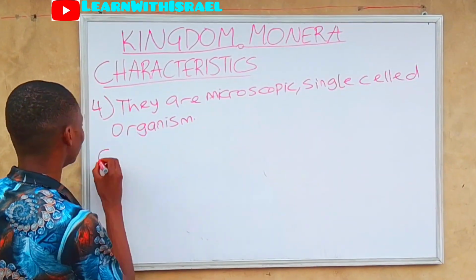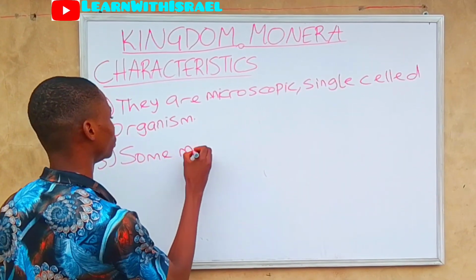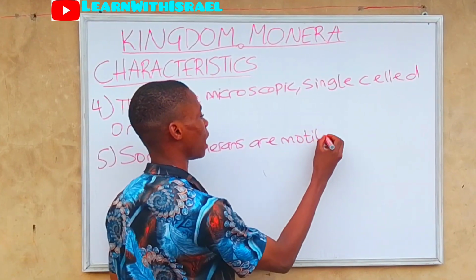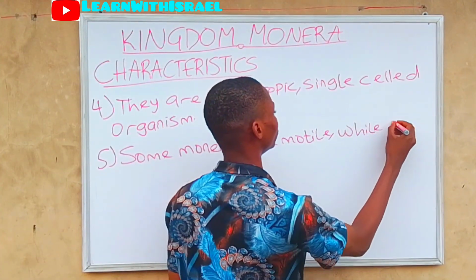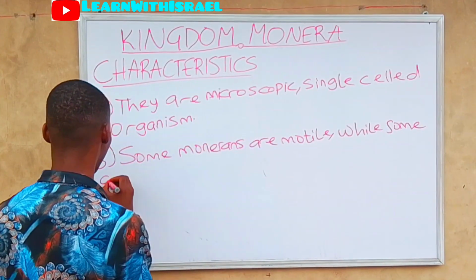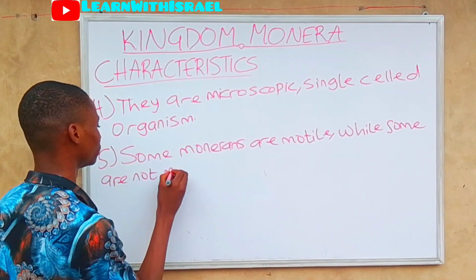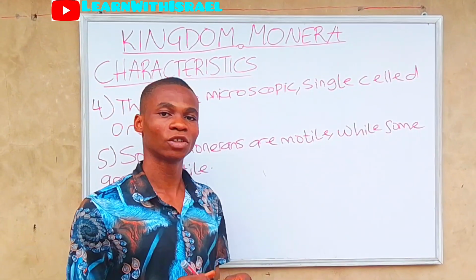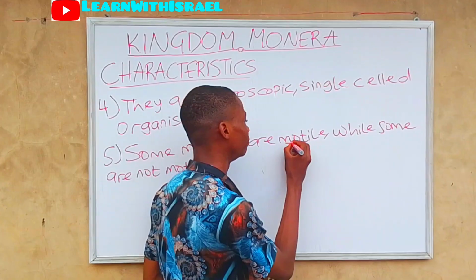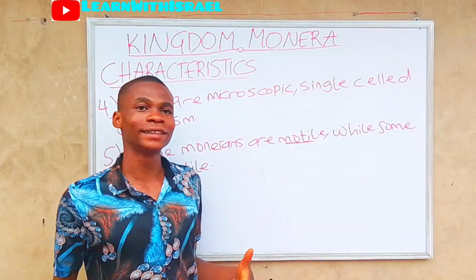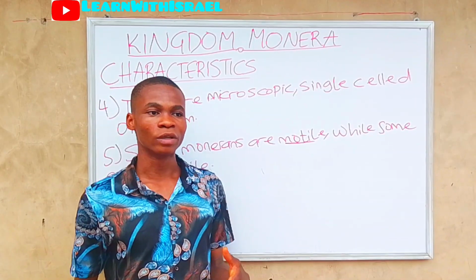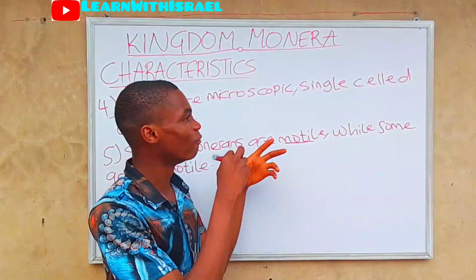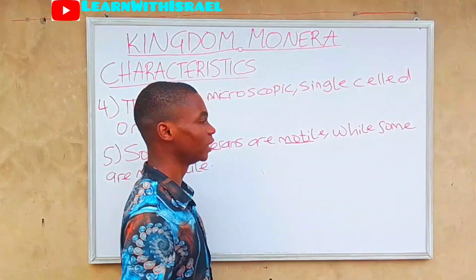So the fifth one is some Monerans are motile, while some are not motile. And what does motile mean? Motile means when an organism can move independently with the use of metabolic energy. So some bacteria, some Monerans, can move independently, while some cannot move independently.